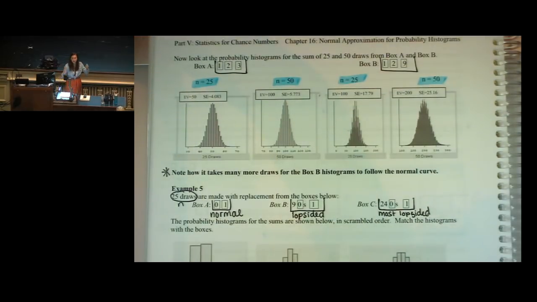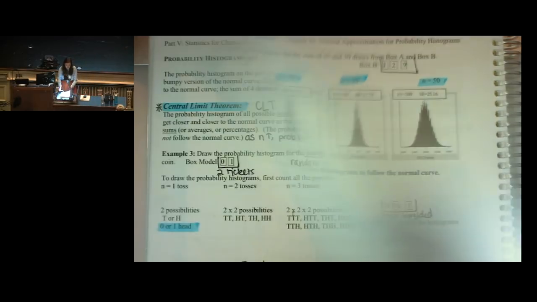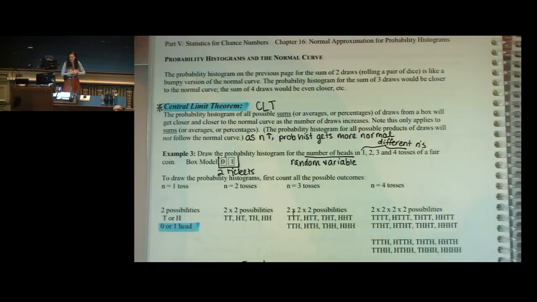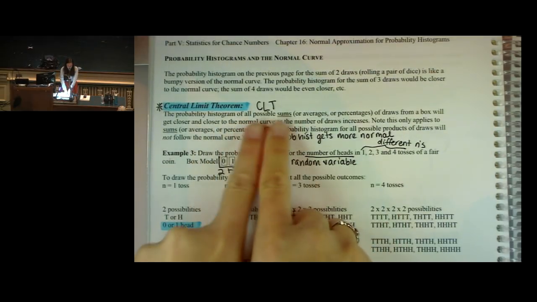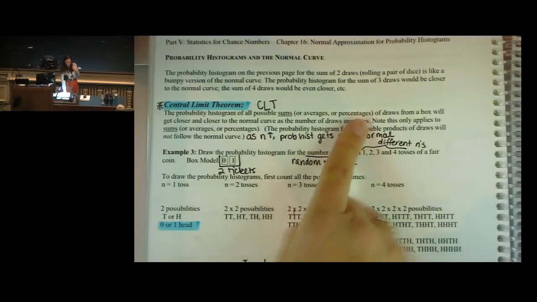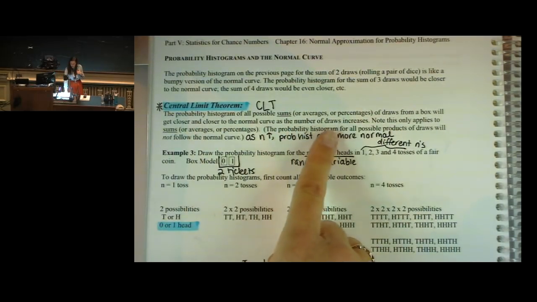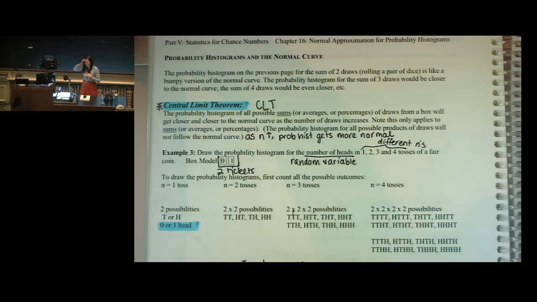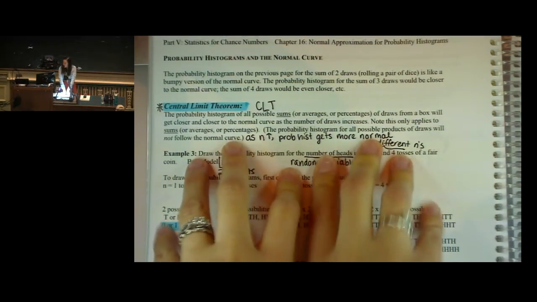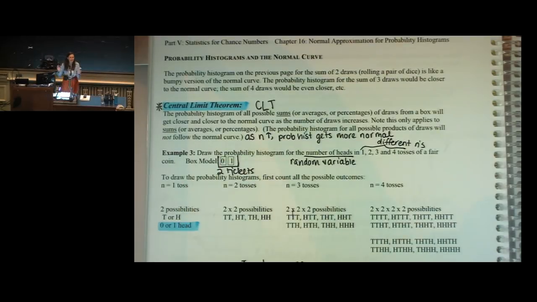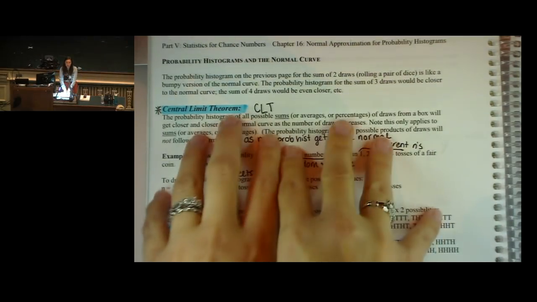So there's two things that we talked about on Tuesday that were important. The first one is the central limit theorem. The central limit theorem says that the probability histogram for all sums, averages, or percents of draws from a box will get closer and closer to the normal curve as the number of draws increases. And this is going to be how we do all of the stuff that we're doing today. So this was super important.